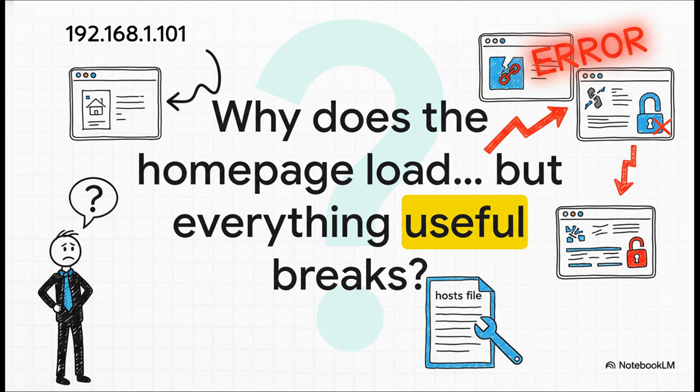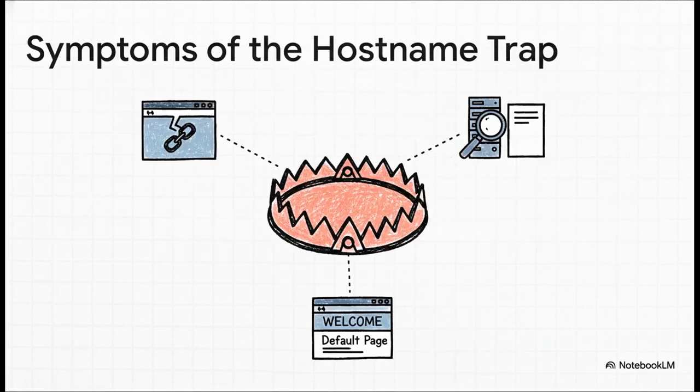So you found the target's IP address, right? You punch it into your browser and boom, the homepage loads. Looks great. But then you go to click on a link, you try to find the login page, anything useful, and it's all completely broken. What is going on? So if you're seeing these symptoms, the main page works but nothing else does, your scans on port 80 are coming back kind of empty, you've officially fallen into what's called the hostname trap.